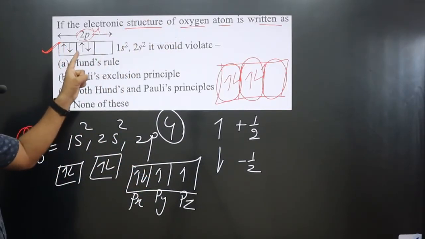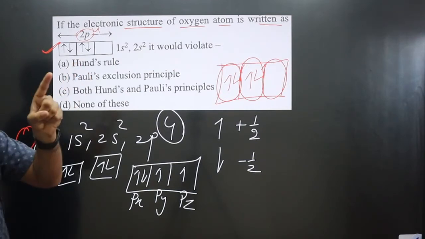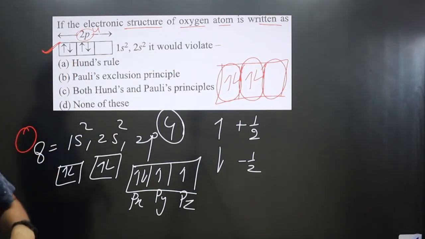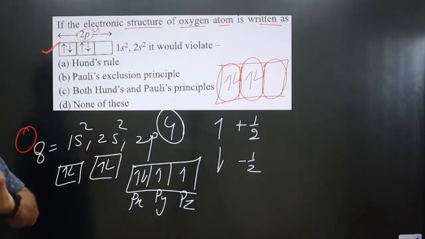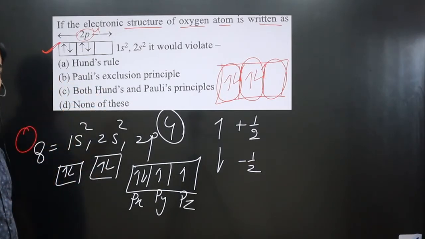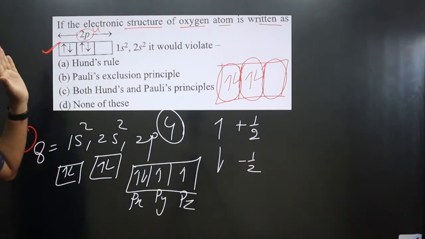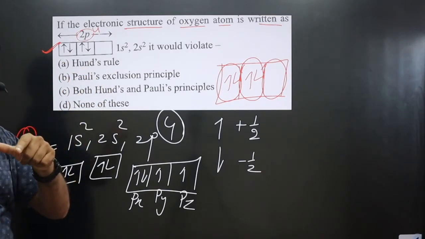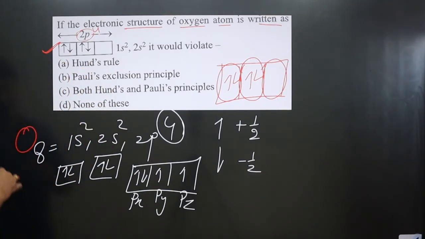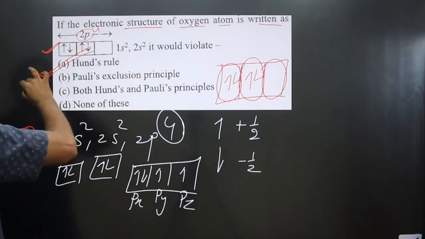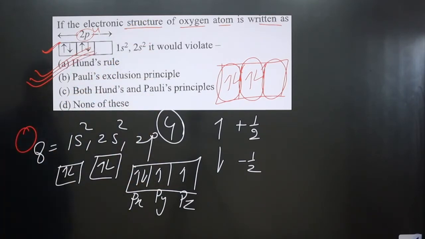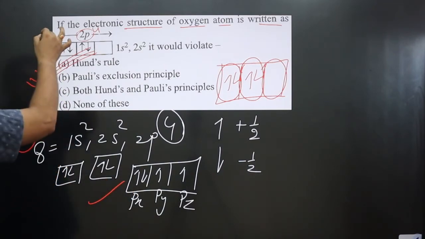You can see that from the very beginning they have started pairing of electrons. In the starting, pairing should not be done; first single spin, then followed by double spin. It means it does not follow Hund's rule. It violates Hund's rule. This electronic configuration is correct, this is incorrect.